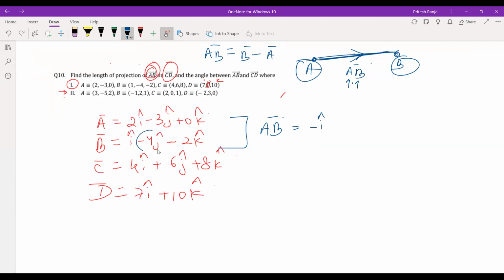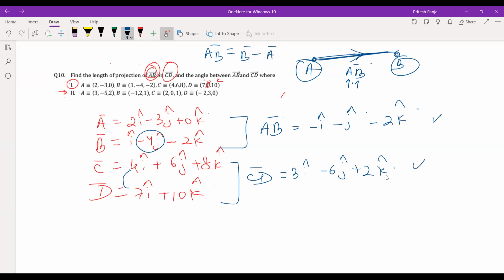And then minus 4j cap, minus of minus 3j cap. So that will be minus j cap. And then minus 2k cap. This is AB vector. Similarly, we will find CD vector. So that will be D minus C vector. So it will be 3i cap minus 6j cap plus 2k cap. Is it understood till here? Then we will move.